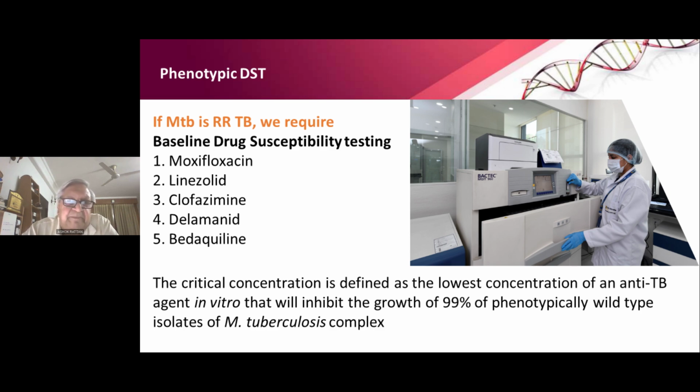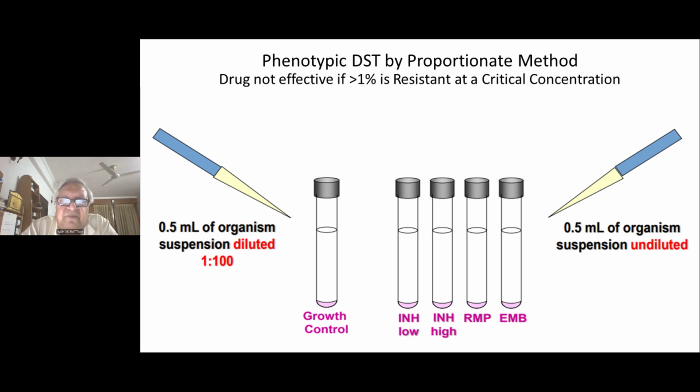The moment we have rifampicin drug resistance, to identify what drugs will be used, you need susceptibility results of moxifloxacin, linezolid, clofazimine, delamanid, and bedaquiline. And this is normally done because we're looking for 1% resistance. We have two dilutions used for the drug susceptibility. One is undiluted and the other one is diluted 100-fold. The 100-fold diluted is put into the growth control, and the concentrated one is placed into tubes containing different concentrations of the drug. And then we have a race to see whether the growth control will grow better or the growth in the presence of the drug will grow.